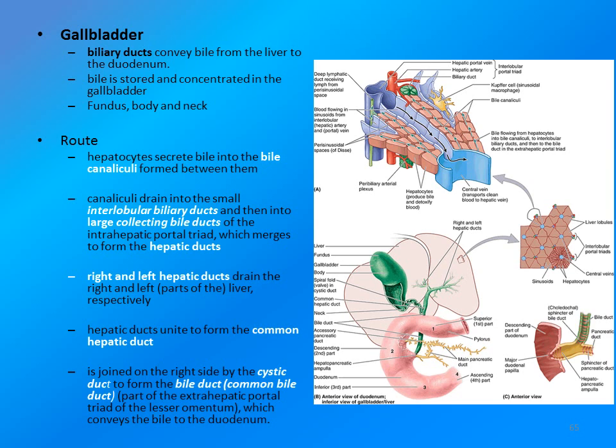Canaliculi drain into small interlobar biliary ducts and then into large connecting ducts. These ducts merge to help form the hepatic ducts. The left and right hepatic ducts come together, forming a common hepatic duct to which the cystic duct joins. This then forms the common bile duct.